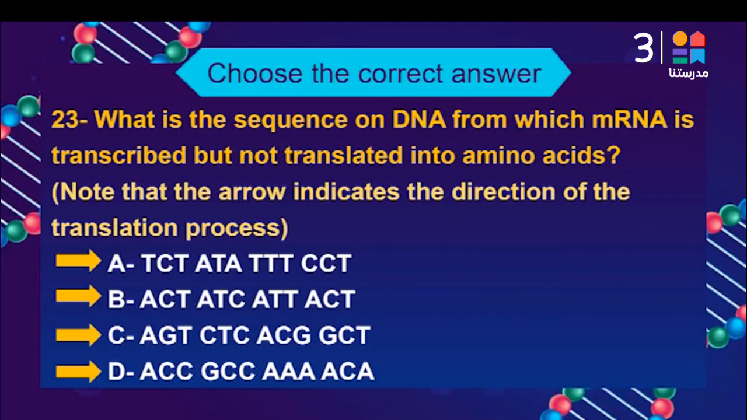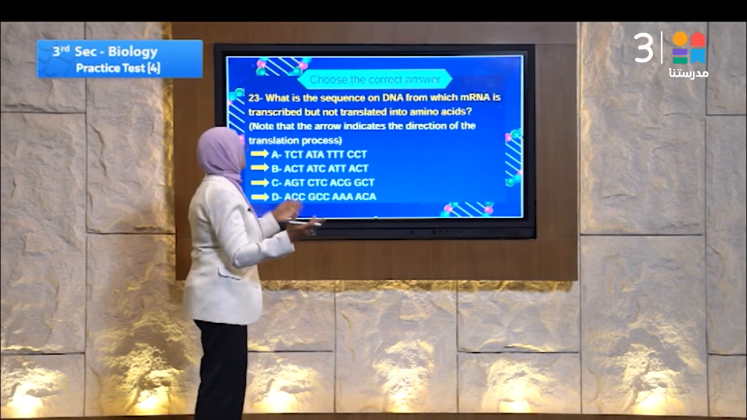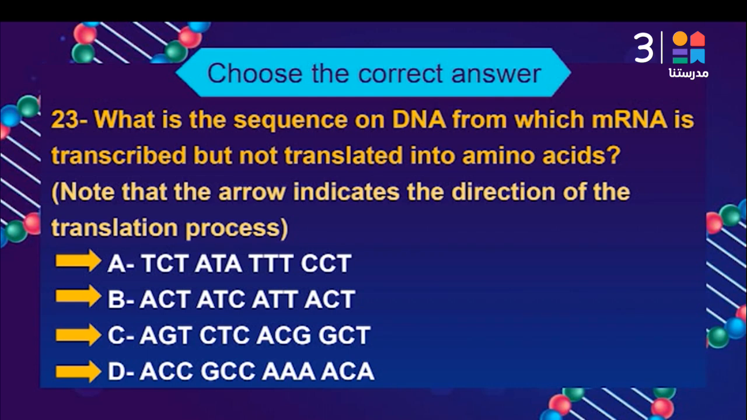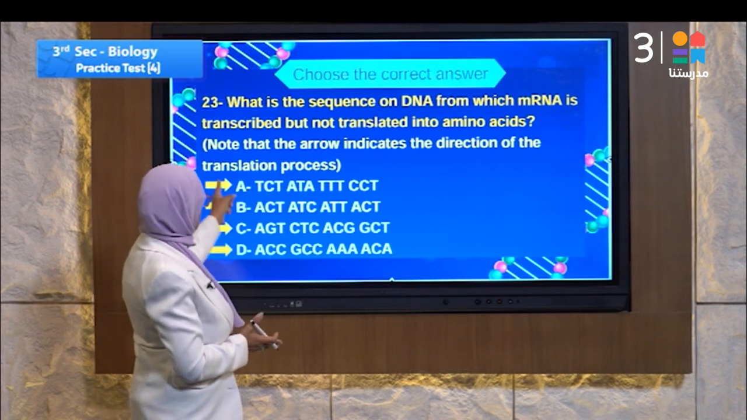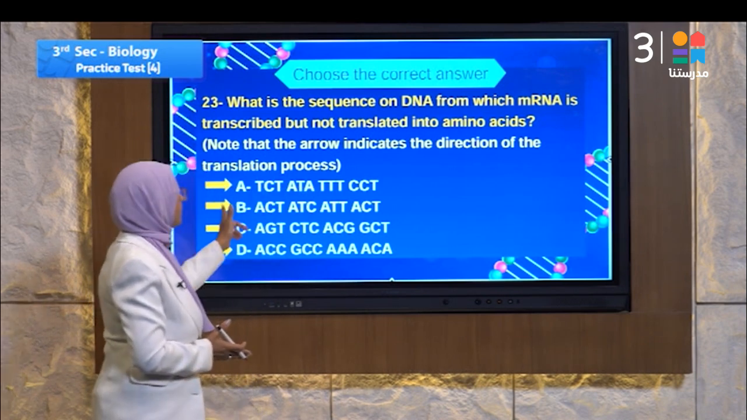Question number 23 is a code. I'm afraid about the code. Let's see what the question asks about. What is the sequence of DNA from which messenger RNA is transcribed but not translated into amino acids? The note here says that the arrow indicates the direction of the translation process.